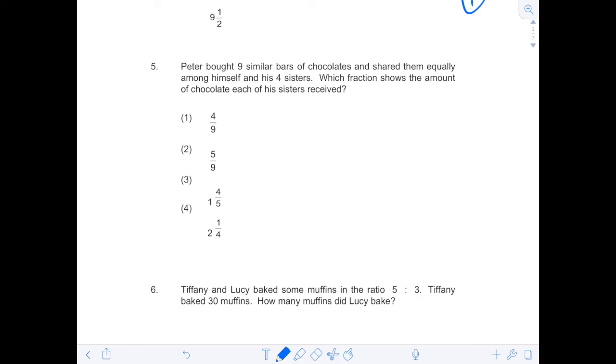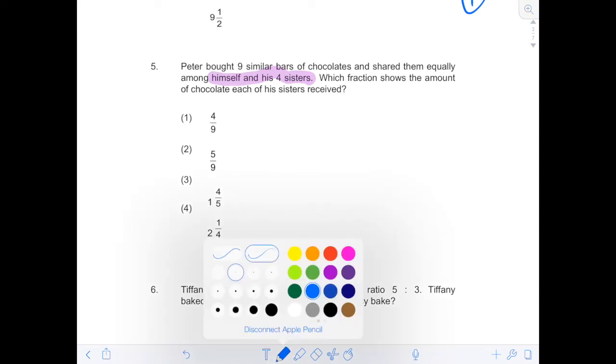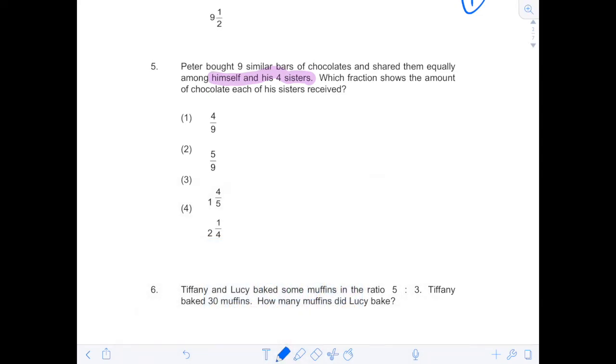So this one, the key point you have to look at is that he shared it with himself and his 4 sisters. So this is always a trick question that examiners like to do. For this case, it's not just 4. Okay, you've got to include himself. So in total there are 5 people sharing. Okay, and like I told you all before, how do you find which fraction?